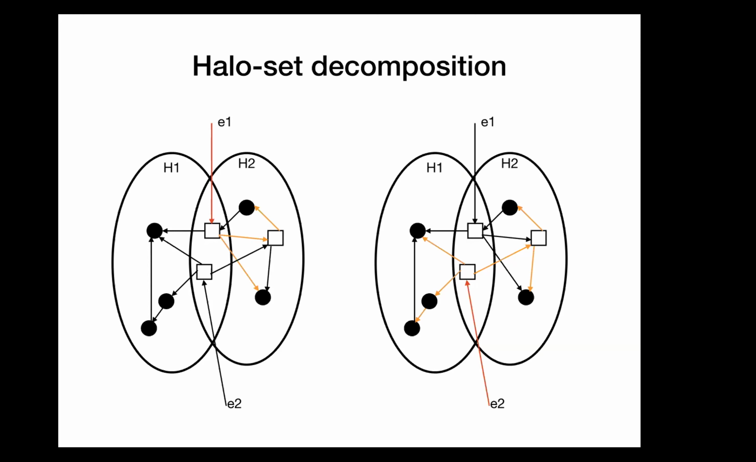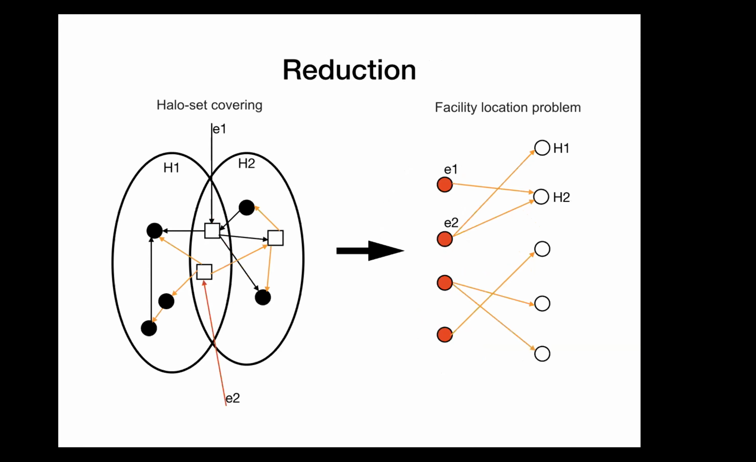So we call the red edges the external edges, which just cross the boundary of the hollow set, and the orange edges are the internal edges. So for example, on the left, the external edge E1 with those corresponding internal orange edges will cover the hollow set H2. Okay.